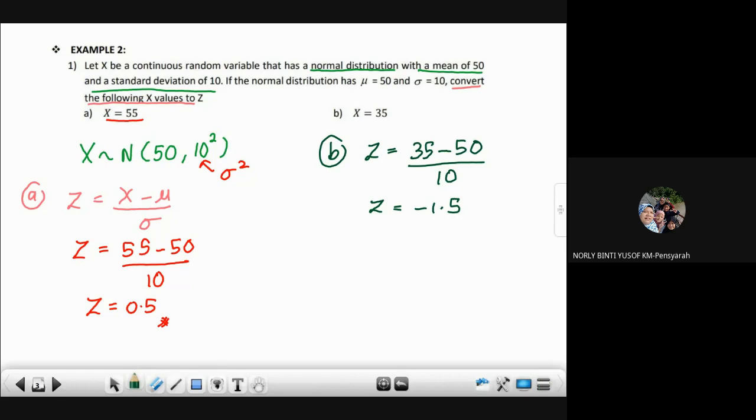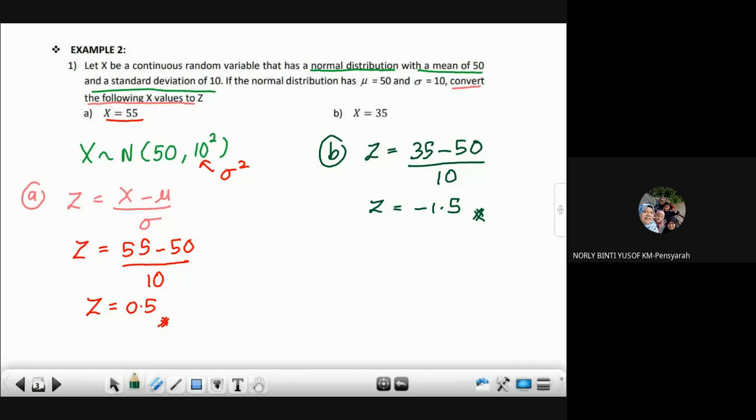Okay, nilai Z, score Z, kita memang ada positif dan negatif. Tapi bila kat table, kita baca positif sahaja. That's why you kena faham melalui shape of normal. Okay. So that is your score Z, negative 1.5. So that one only find the score Z.